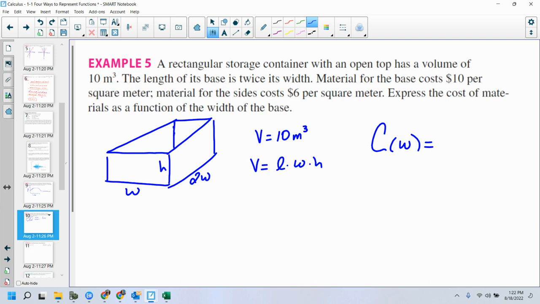Okay, well, think about this. If volume is length times width times height, that means my volume, 10, is equivalent to my length, 2W, times my width times my height.